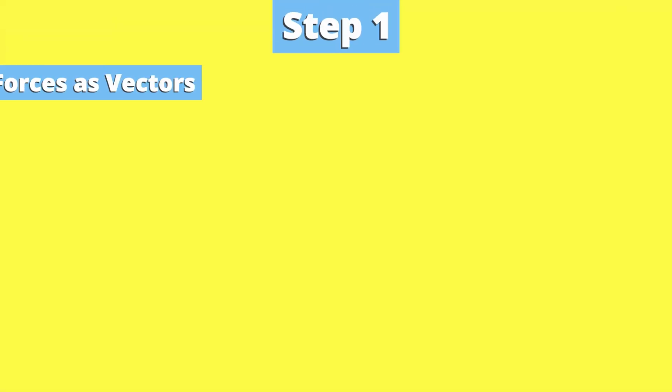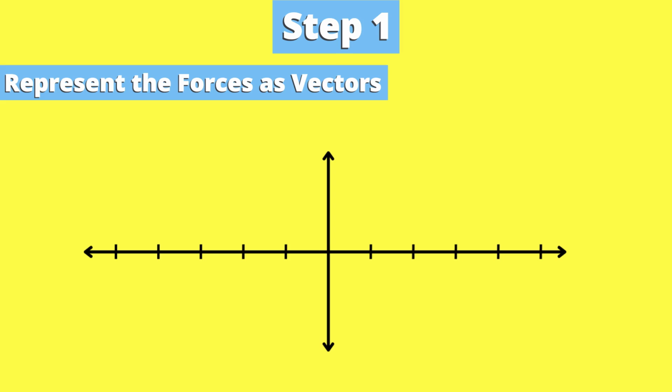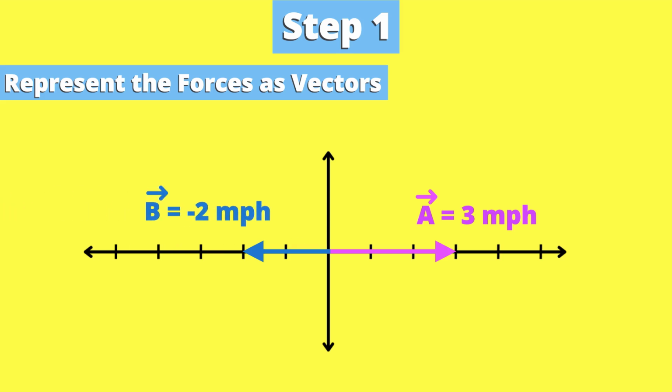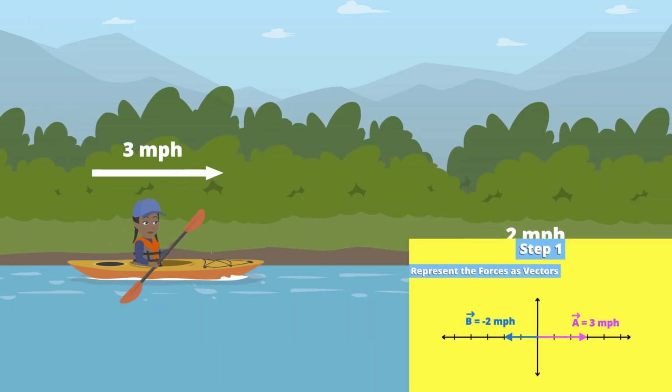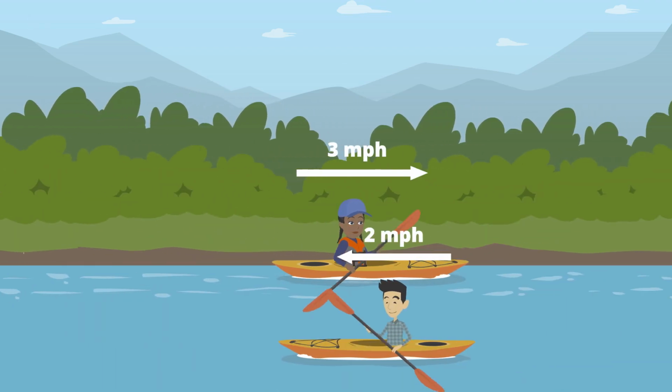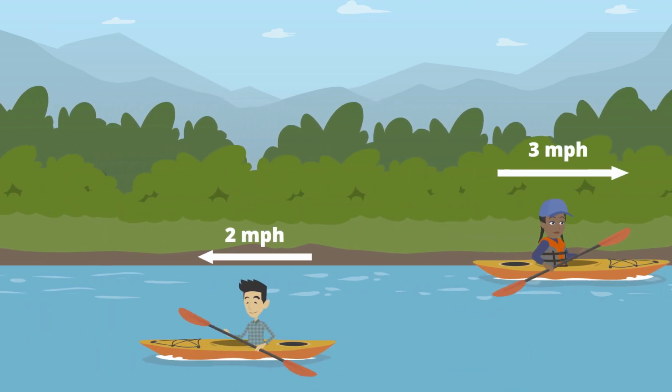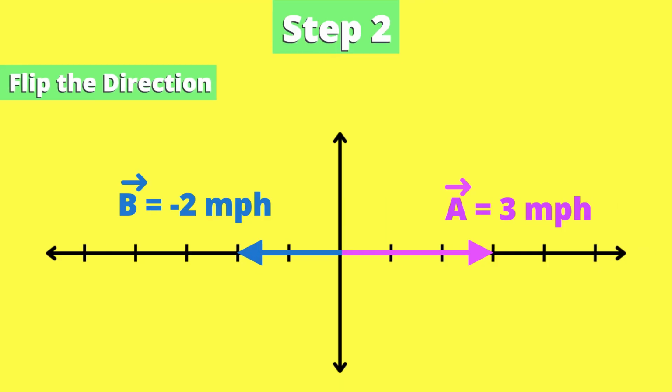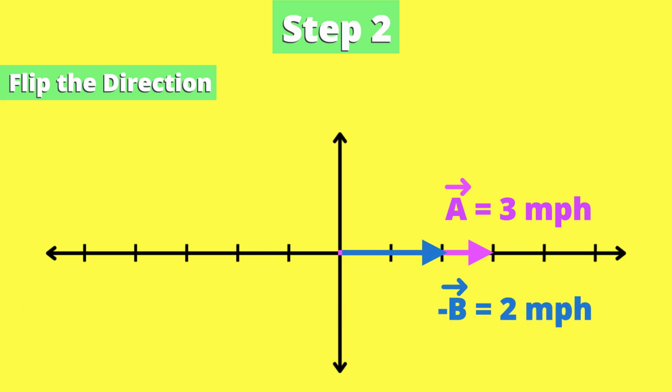Step 1. Represent the velocities as vectors. Boat A's velocity upstream, A equals positive 3 miles per hour. Positive direction is upstream. Boat B's velocity downstream, B equals negative 2 miles per hour. Negative direction is downstream. Here both boats are moving in opposite directions, so their velocities have opposite signs. Step 2. Flip the direction of boat B's vector. To subtract B, we reverse its direction. Negative B equals positive 2 miles per hour.